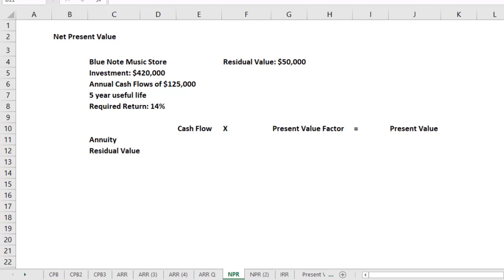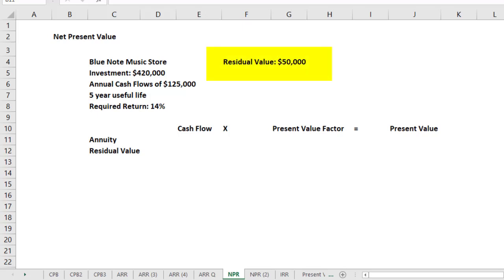So the investment to extend the music store would be $420,000. They expect an annual cash flow each year, the same amount, of $125,000. They expect the useful life of this to be 5 years, and they want the return of their $420,000 to be 14%. Managers or owners are not going to make investments unless they can get a certain return. Otherwise, it's not worth their time. They'll put the money into some other investment. The residual value of the building is expected to be $50,000.